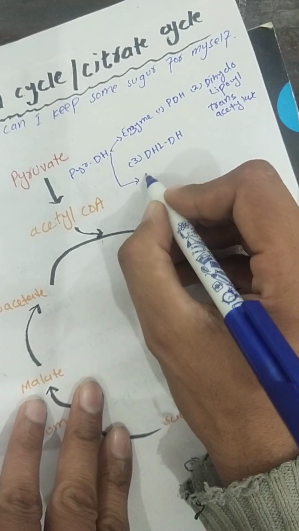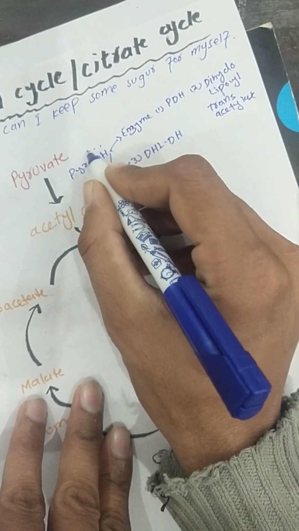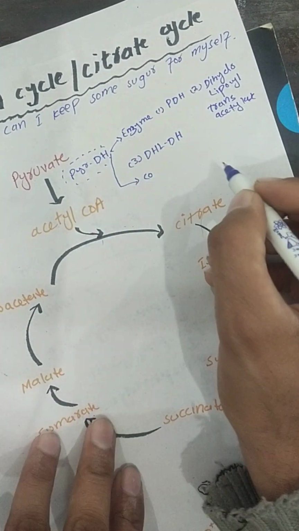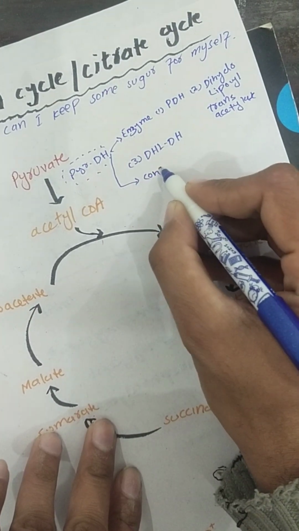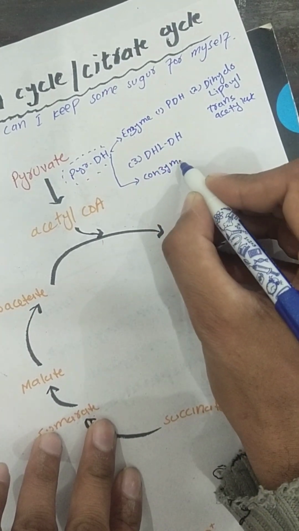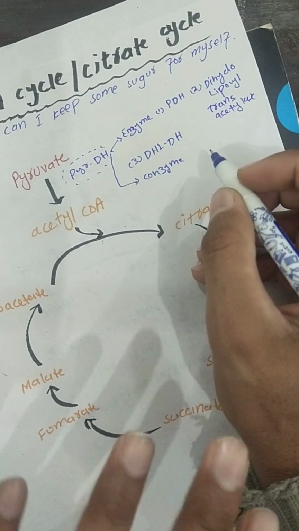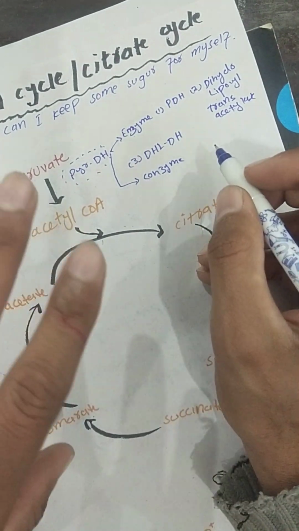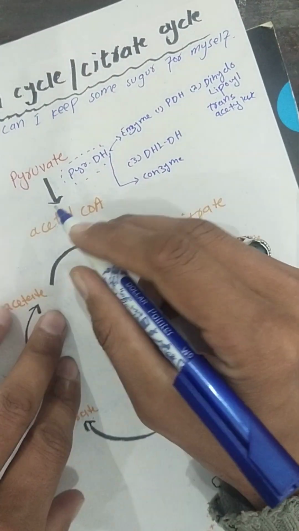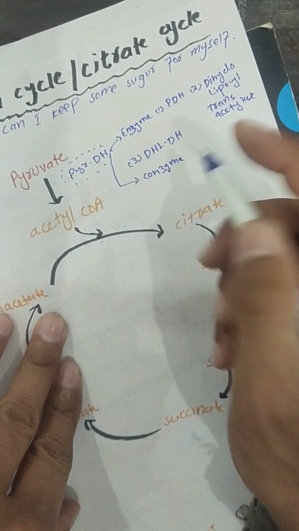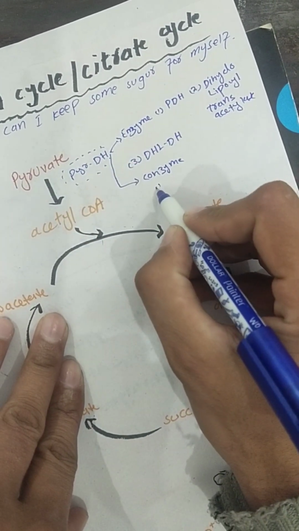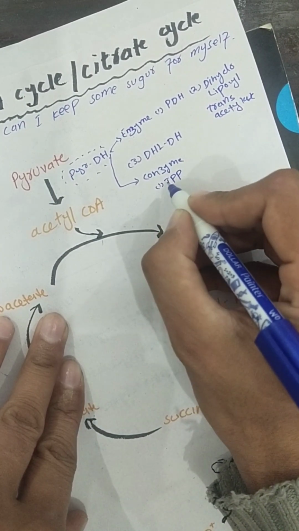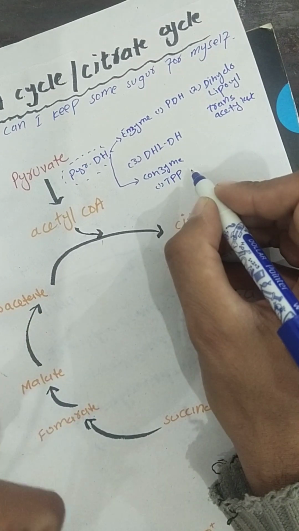What are the coenzymes? This complex has enzymes and coenzymes. There are three enzymes, which I told you, and then we have 5 coenzymes in this reaction. You only need to remember which coenzymes are present; you don't need to get into the whole mechanism of how this occurs. Just remember that pyruvate dehydrogenase consists of 3 enzymes and 5 coenzymes. Which 5 coenzymes are present? First is TPP, thiamine pyrophosphate, which is vitamin B1.